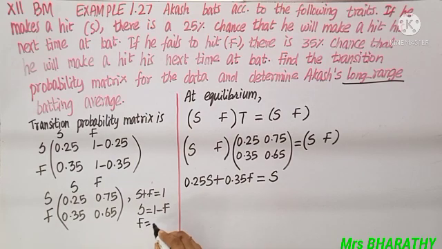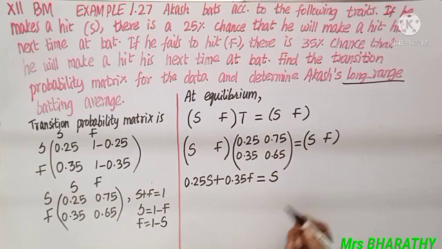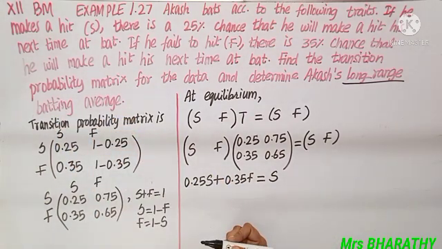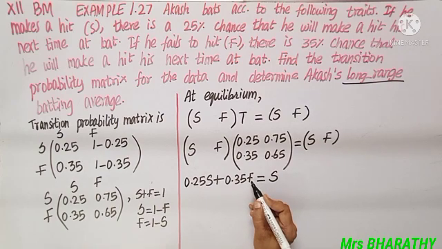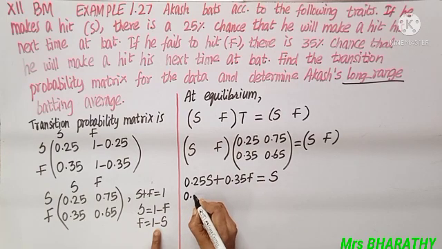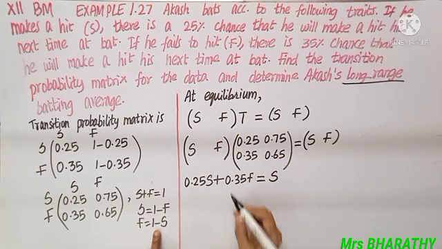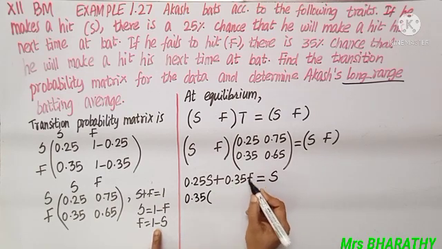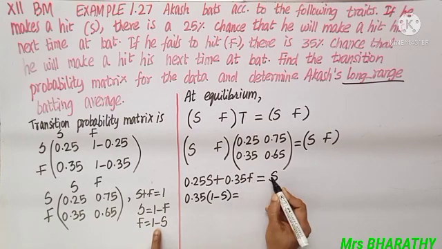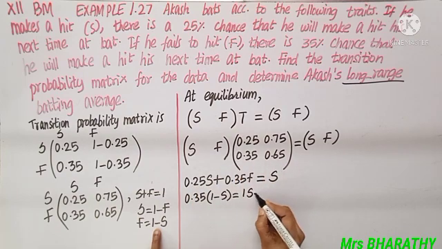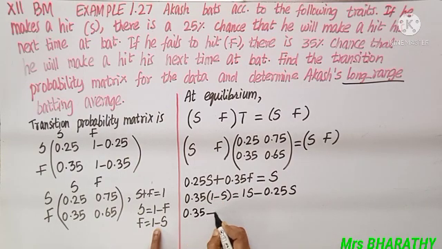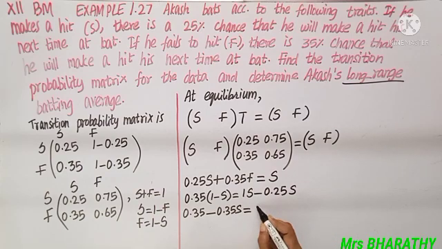Wherever F is coming, I can put 1 minus S. My question is batting average, I need to find out S. So wherever F comes, let me put 1 minus S. 0.25 S I can take to the other side. 0.35 into, in the place of F, let me put 1 minus S. This is 1 S, bringing this to the other side, minus 0.25 S. As we multiply, 0.35 minus 0.35 S. 1 S minus 0.25 S is 0.75 S. 1 minus 0.25 gives me 0.75.